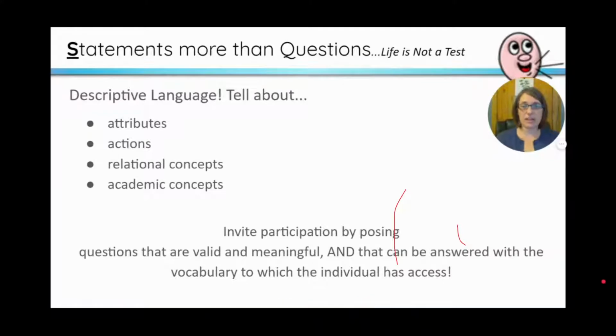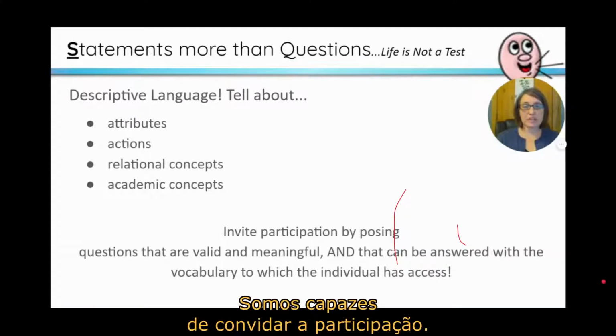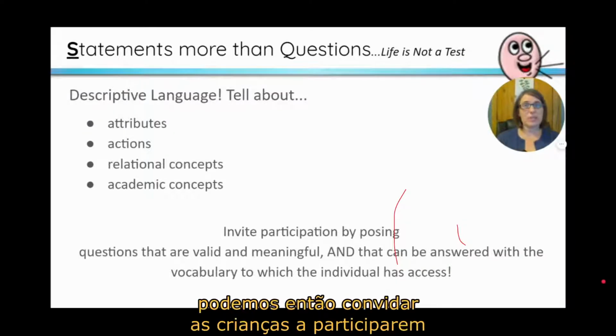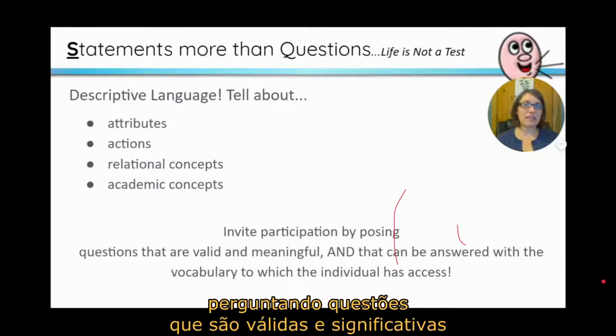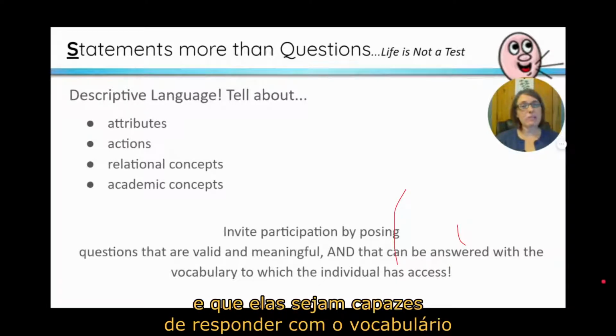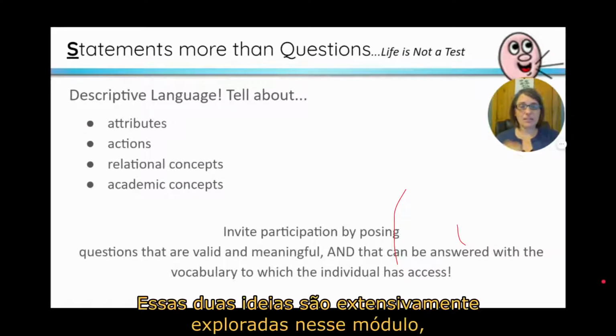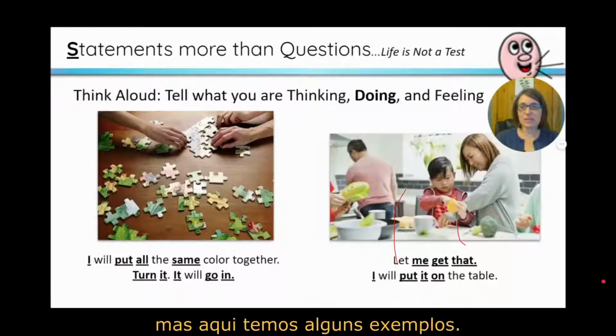It talks about it. So we are able to invite participation when we use descriptive language. We can then invite participation from kids by asking questions that are valid and meaningful, and that they're able to answer with the vocabulary we've modeled related to the topic. So these two ideas are explored in great length in this module. But here are some examples.